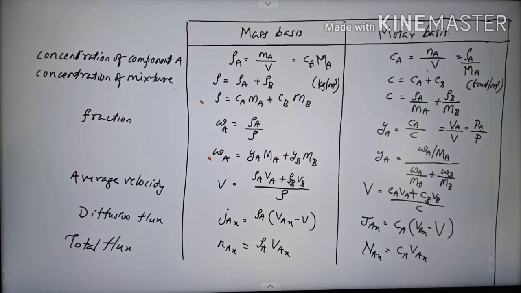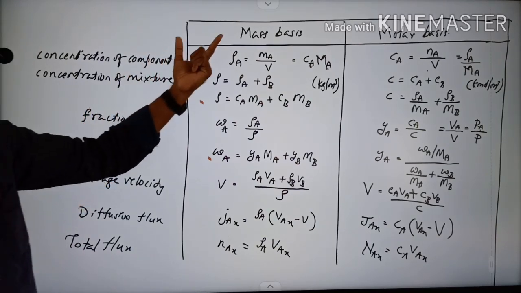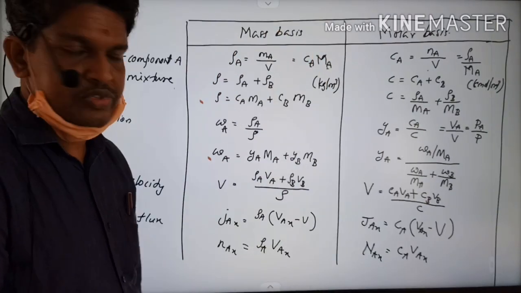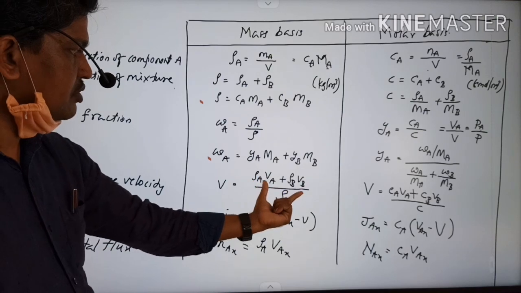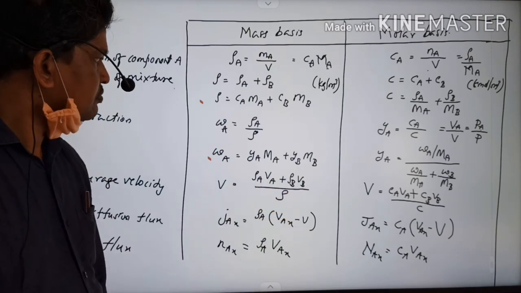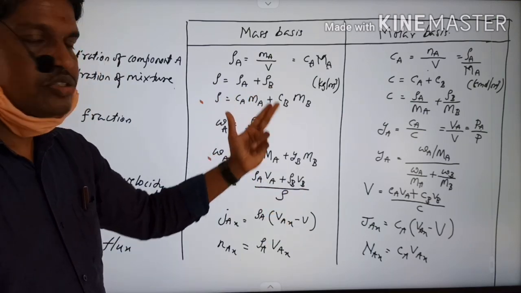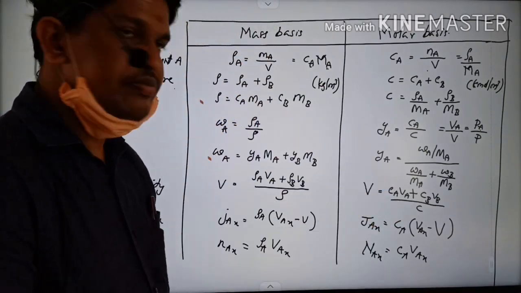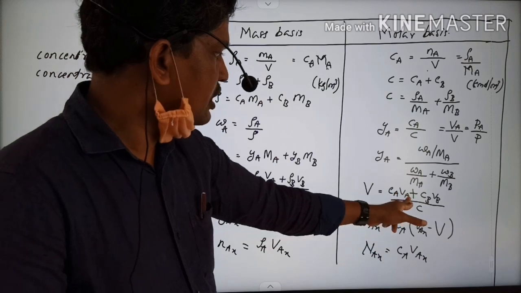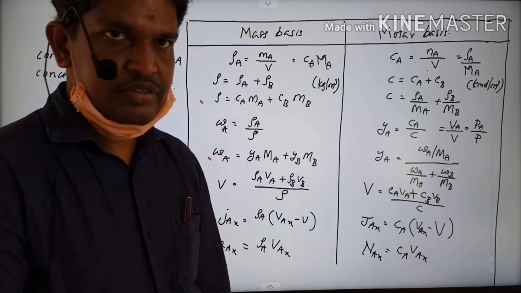Then the velocities. Remember, the average velocity can be expressed either in terms of mass or in terms of mole. So mass average velocity is equal to rho A Va plus rho B Vb by rho, where rho is equal to rho A plus rho B. Then the molar average velocity, capital V, which is equal to Ca Va plus Cb Vb by C.